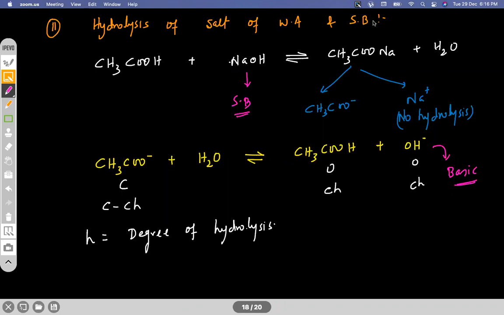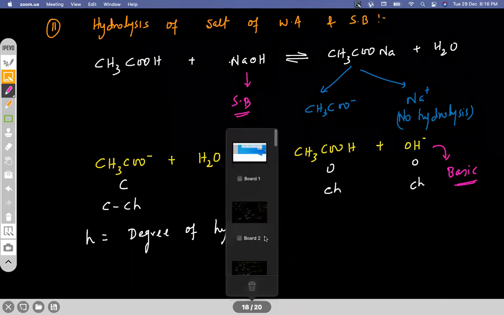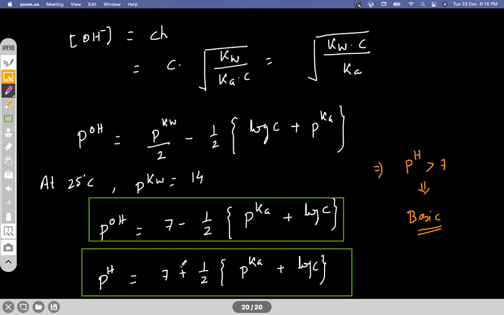Yes, tell me guys. So all these things you can correlate. Since we are having a strong base, the solution must be basic. pH value must be greater than 7. So you won't get confused over here whether 7 plus or 7 minus we should write, because the base is strong, so it is basic. So we must have 7 plus the expression. This expression is same for both. Right, so plus and minus, you won't get confused over here. Is it clear? Any doubt? All of you respond, please. Correct. Okay.